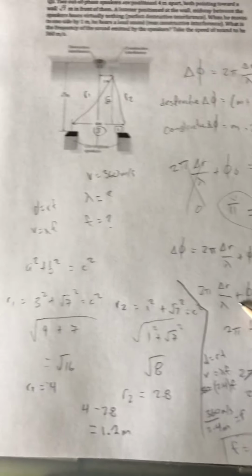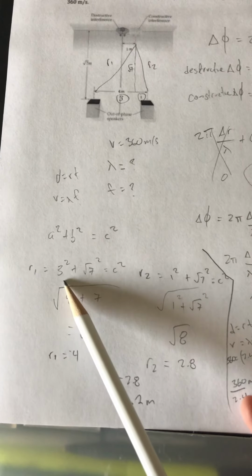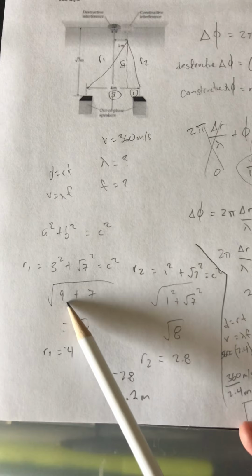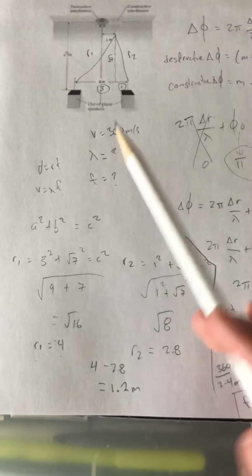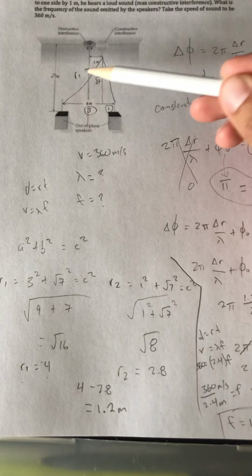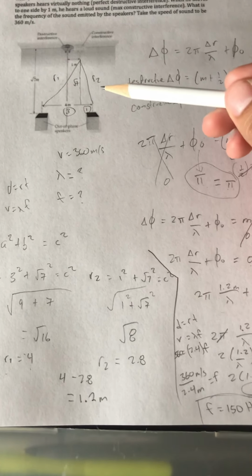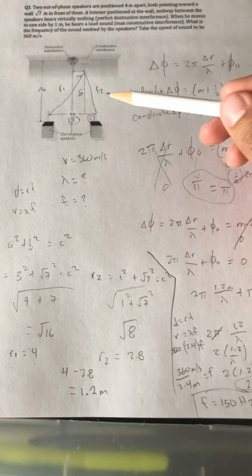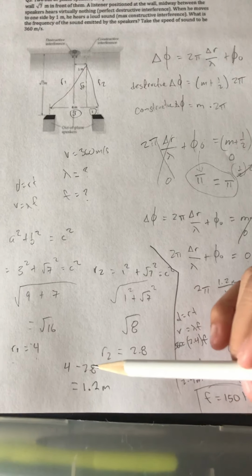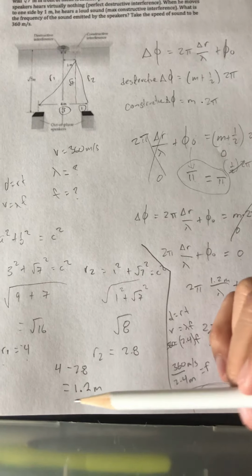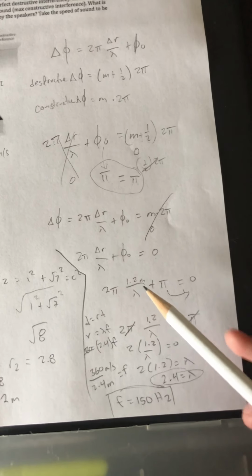So we calculate a squared plus b squared equals c squared. We calculate the square root of 9 plus 7 equals square root of 16. R1 equals 4, which is essentially the side right here. That equals 4 meters. And then we do the same thing for the triangle over here. As you can see, I'm pointing to R2. This equals 2.8. And we do the change in R, which is R1 minus R2, which is 4 minus 2.8, which is 1.2 meters. We can plug that in for our change in R, as you can see here.